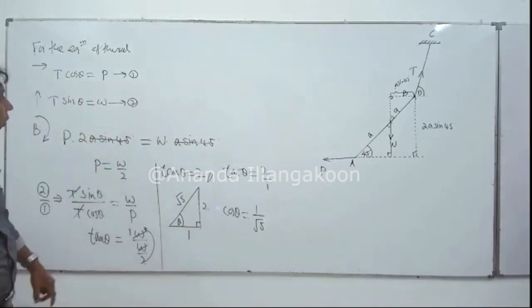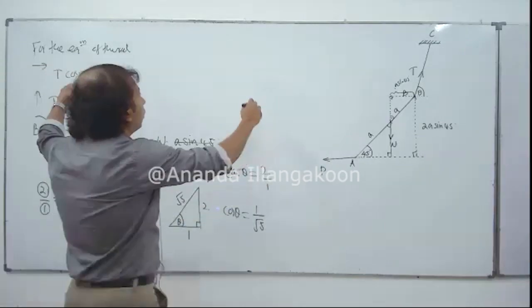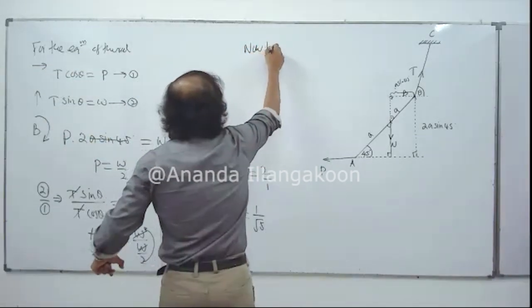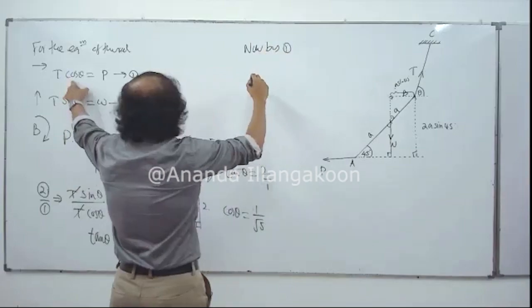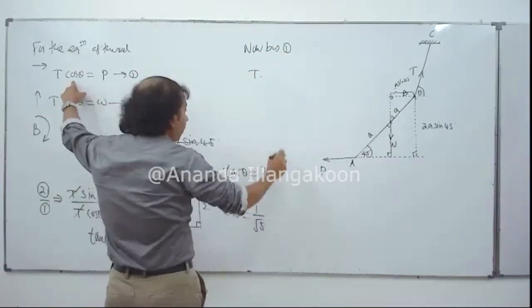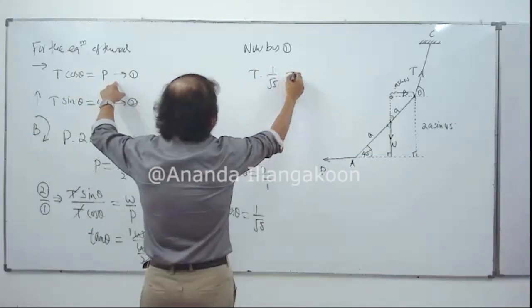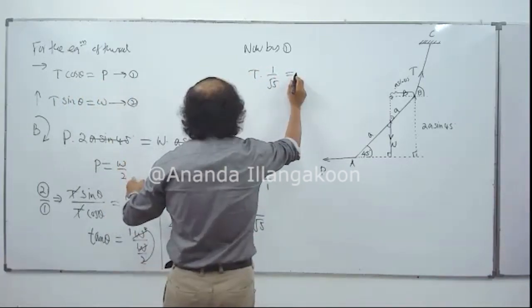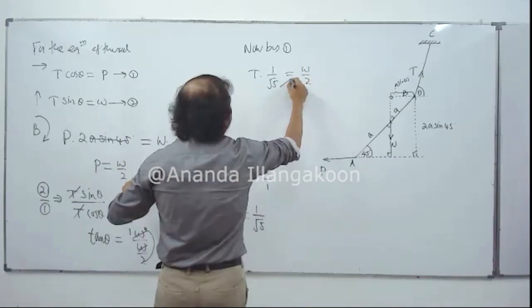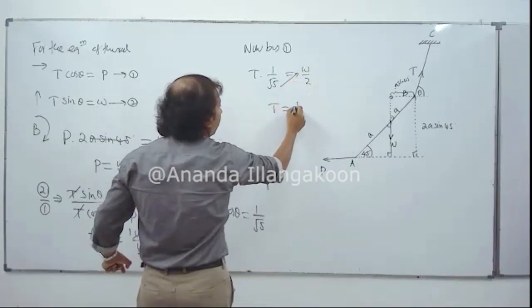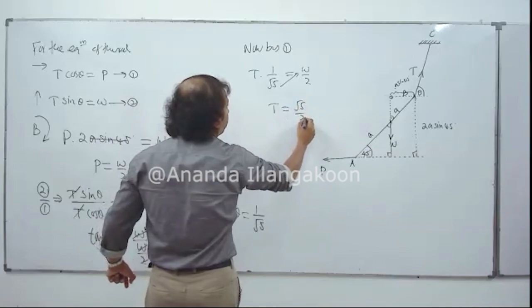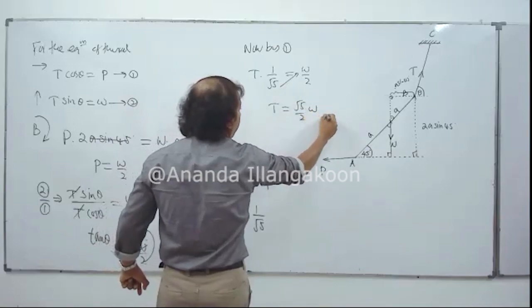Now we use number 1. T cos theta equals P, so T times 1 over root 5 equals P. We found P is W by 2. Bringing this side, T equals root 5 W by 2. This is the tension in the string.